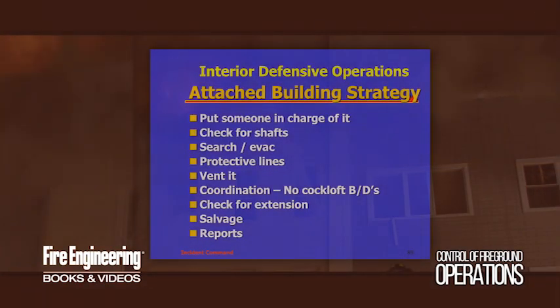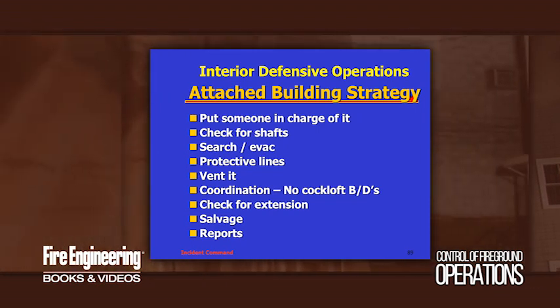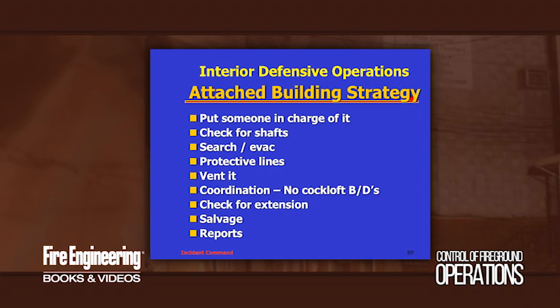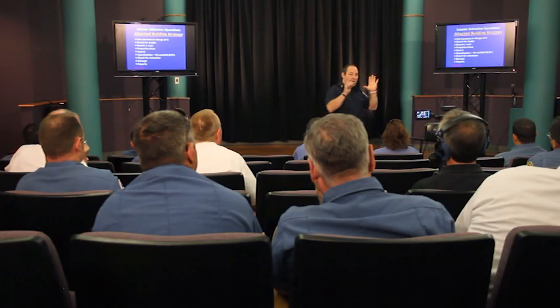Here's my strategy for attached buildings. First of all, put somebody in charge of it, whether it's a captain or eventually a chief. Check the shafts, search it and evacuate it, get protective lines inside, vent it, coordinate that vent so we don't have any cockloft backdrafts, check for extension, do salvage and get reports. When I tell my chief officers, you got the Delta exposure, that's what they understand that I mean, all right?